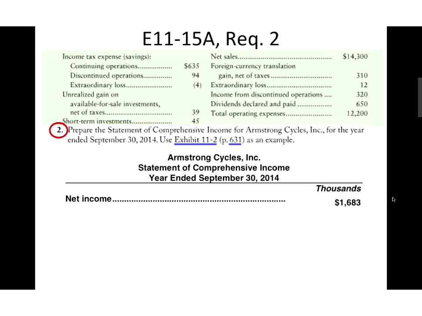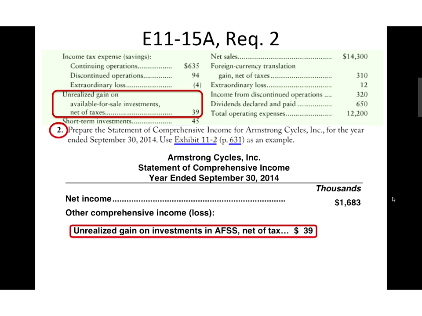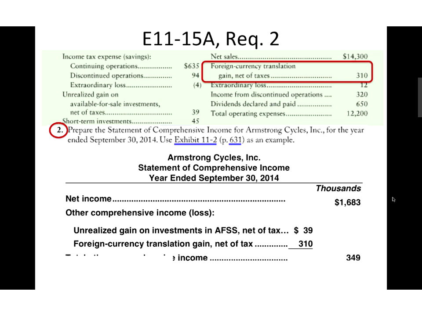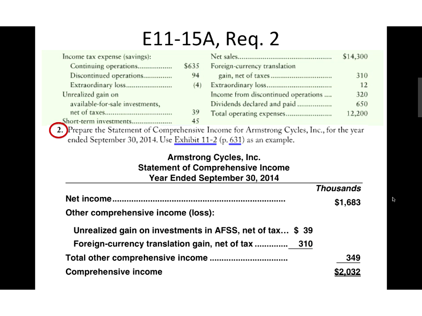The next part of this problem was to prepare a statement of comprehensive income. We have the name of the company, the name of the statement. This is the first time we are officially seeing the statement of comprehensive income. It's for a period of time, and it's saying, here are all the odd things that don't fit on the income statement, that don't belong there. It always starts with net income, and then we add the unrealized gain on investments and the currency translation gain, and you get other comprehensive income, and you get comprehensive income.